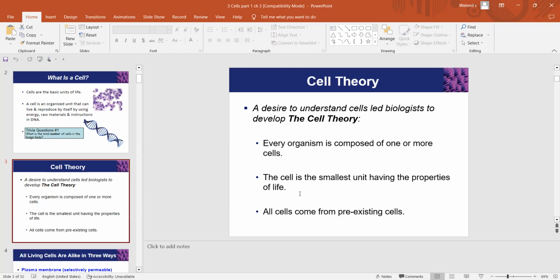Cell is the smallest unit of life that has the properties of life, and that's why we call it the smallest unit of life. All cells come from pre-existing cells. Your skin cells fall down and die, and then another cell that you have, like stem cells at the bottom of your skin, is going to create another one. Liver cell makes liver cell, and so on. So cells come from pre-existing cells.